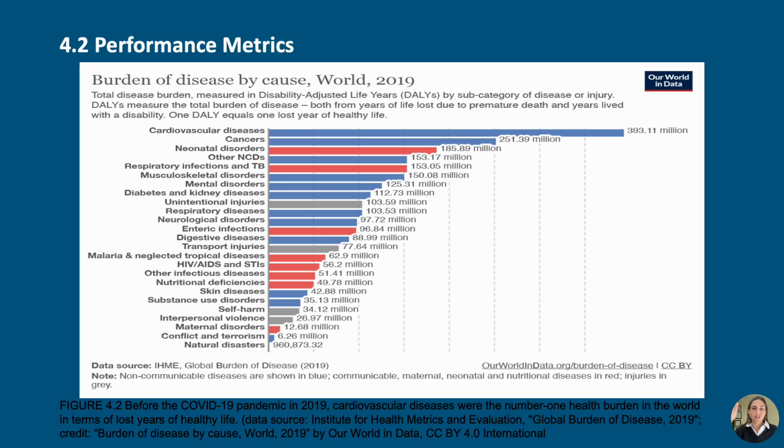And then you can see here on the left, we're looking down in terms of what it is. So cardiovascular disease, cancer, neonatal disorders, all the way down to natural disasters. And then across, you can see the amount of people impacted.